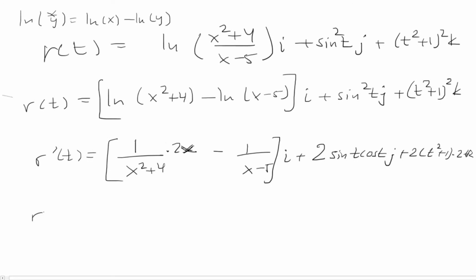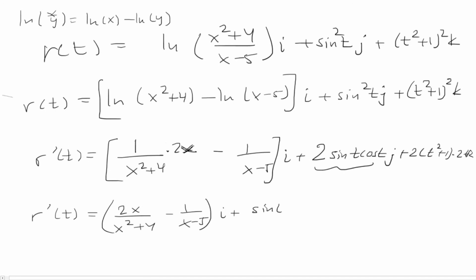And this one we're just going to rewrite. So this will be 2x over x squared plus 4 minus 1 over x minus 5, i. And this one we could just rewrite as sine 2t just to make it easier, j. And we have 2 times 2t is 4t. So it's 4t times t squared plus 1, k. And this is our answer.